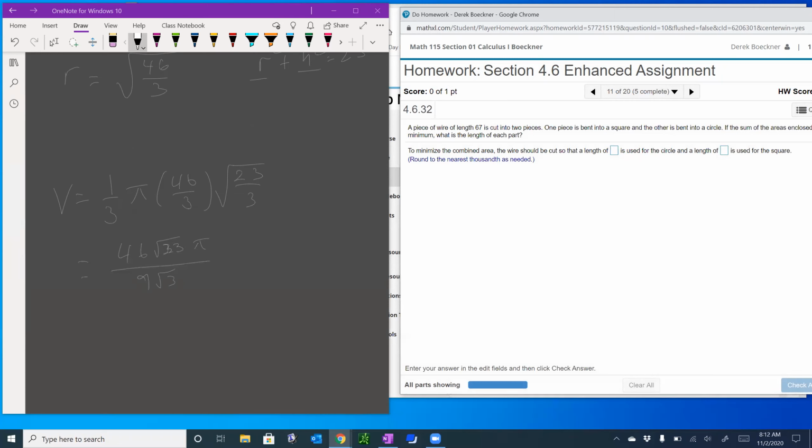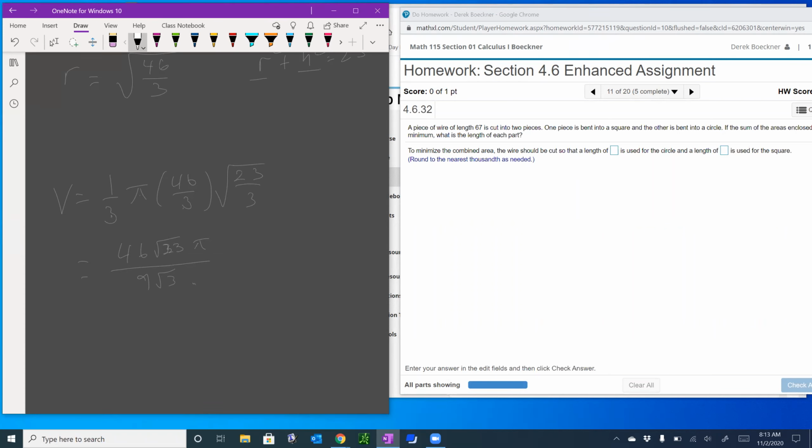Where do we have questions on that? Here. What numbers do I have in the denominator? I've got a 3, a 3, and a square root of 3. So that's a 9 square roots of 3. And in the numerator, I have a 46, a pi, and a square root of 23. Other questions? Yeah.